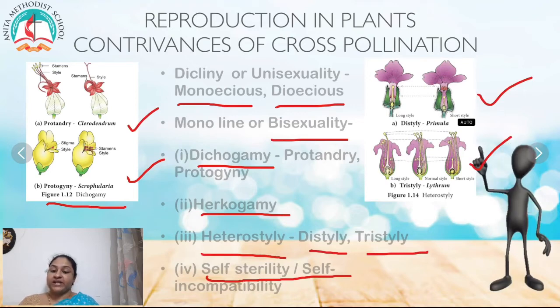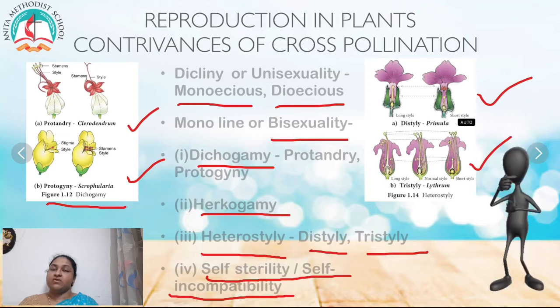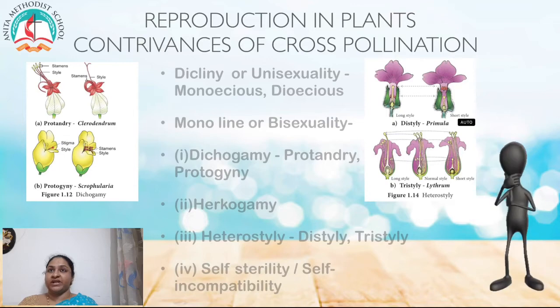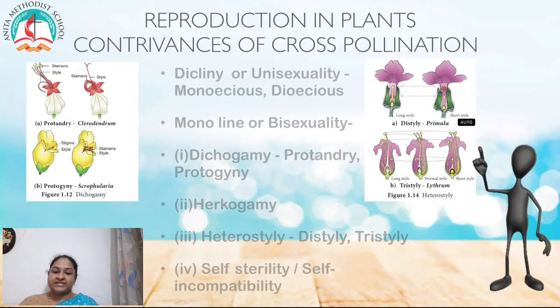Okay. Finally, we have self-sterility or self-incompatibility. What does this mean? When the pollen grain of a flower reaches the stigma of the same flower, it is unable to germinate, or it is prevented from germinating on its own stigma. Okay, so it is a genetic mechanism that we see here.